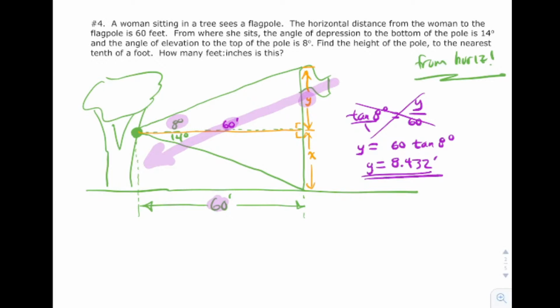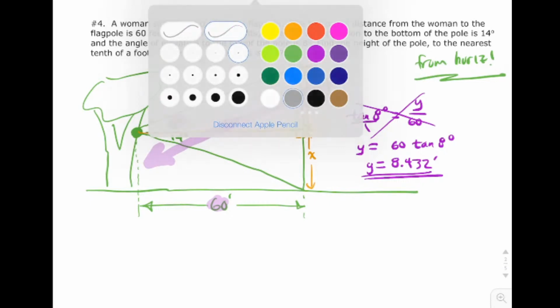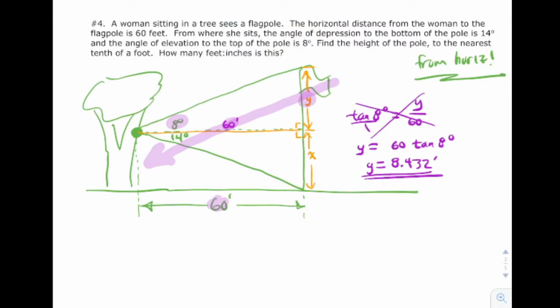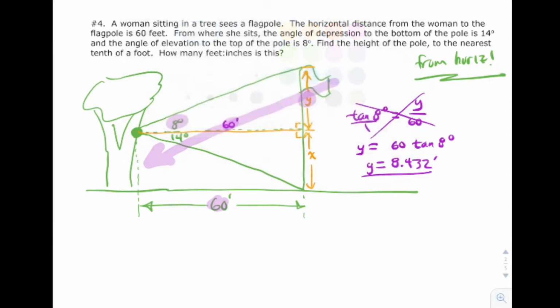Now I could do the same thing to find x. I'll use a different color this time. What haven't we used? Gray. Okay, looking at the 14-degree angle, I want the x. I got the 60. I'm crossing this way, and that's also a tangent, right? Cool. So I can say that the tangent of the 14-degree angle is its opposite, x, over its adjacent, 60.